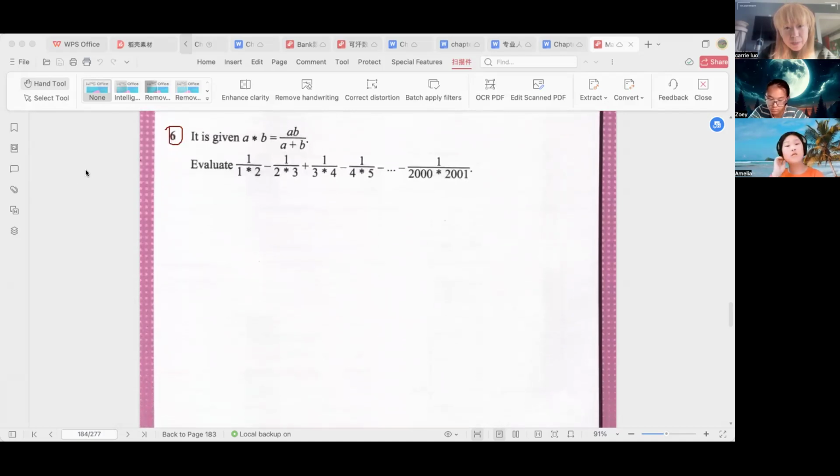We're having A times B equals AB over A plus B. Okay, I already gave you this one. So how are we going to do this? I'm going to give you some help. Because A times B equals A times B over A plus B.